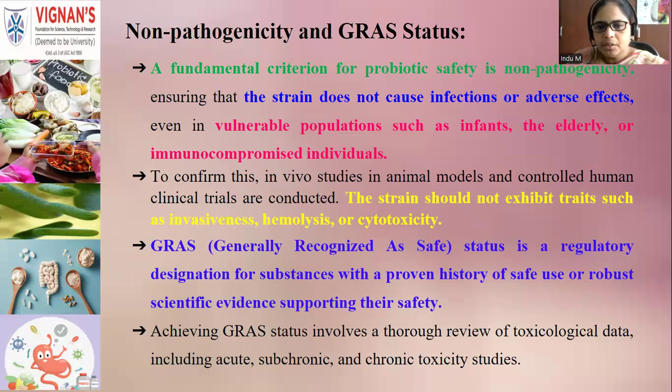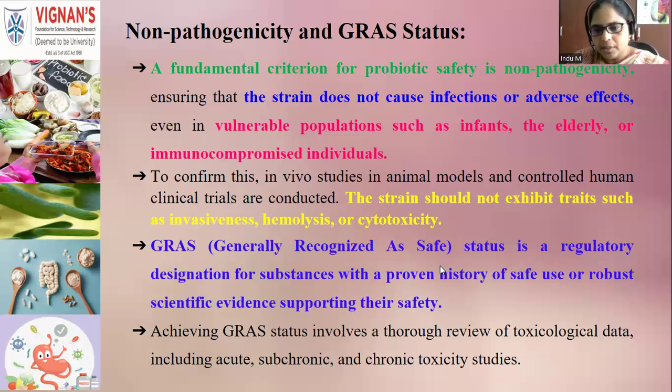So to confirm this, in vivo studies in animal models and controlled human clinical trials need to be conducted so that we can identify whether the strain has GRAS status or not. The strain should not exhibit traits such as invasiveness, hemolysis, or cytotoxicity. If it is there, the blood will be lysed and it is toxic to the cells. So the strain should not carry these activities.